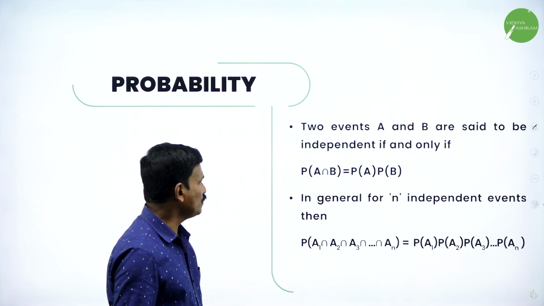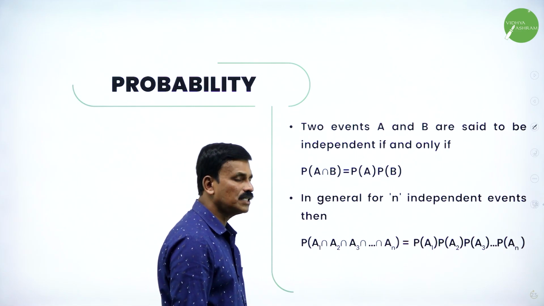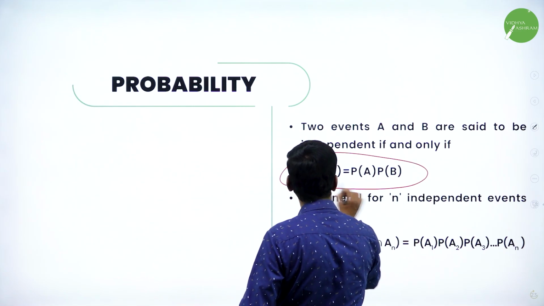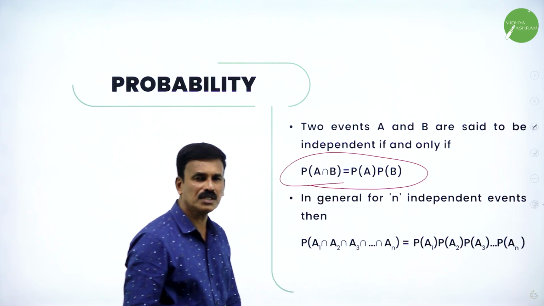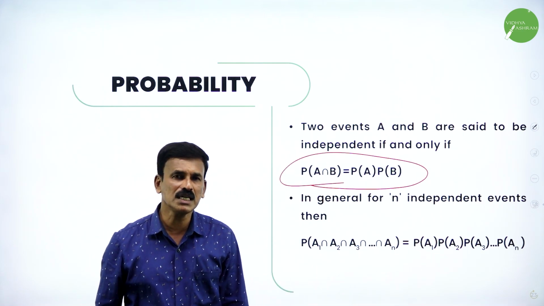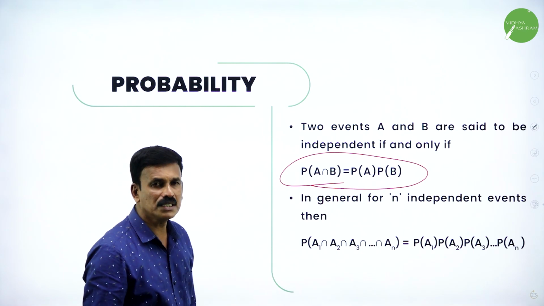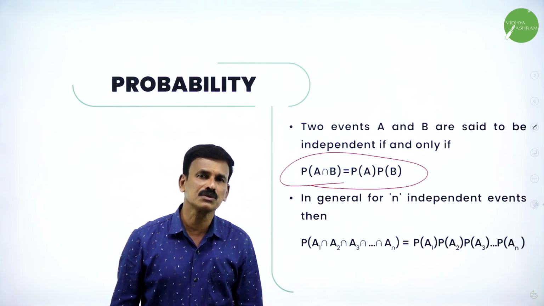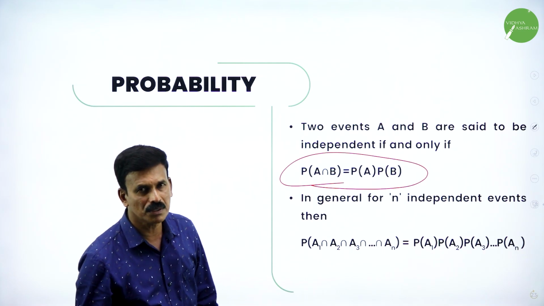Now, two events A and B are said to be independent if and only if probability of A intersection B is equal to probability of A into probability of B. Very important. Two events A and B are said to be independent events if and only if probability of A intersection B is equal to probability of A into probability of B.